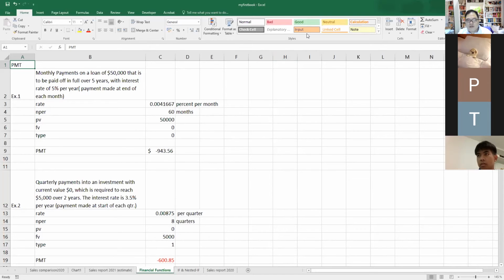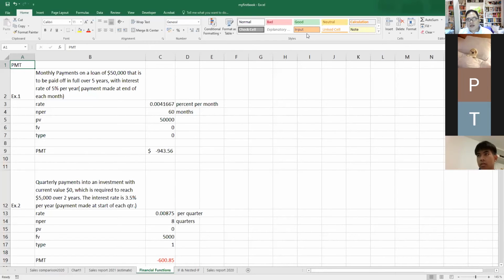If you would like to use these functions, the first assumption is that the payment must be a constant payment. That means you have to pay equally every time. If you pay back a loan to the financial institution, you have to pay equally every time. If you save or invest, you always invest the same amount every time. That is the first assumption.